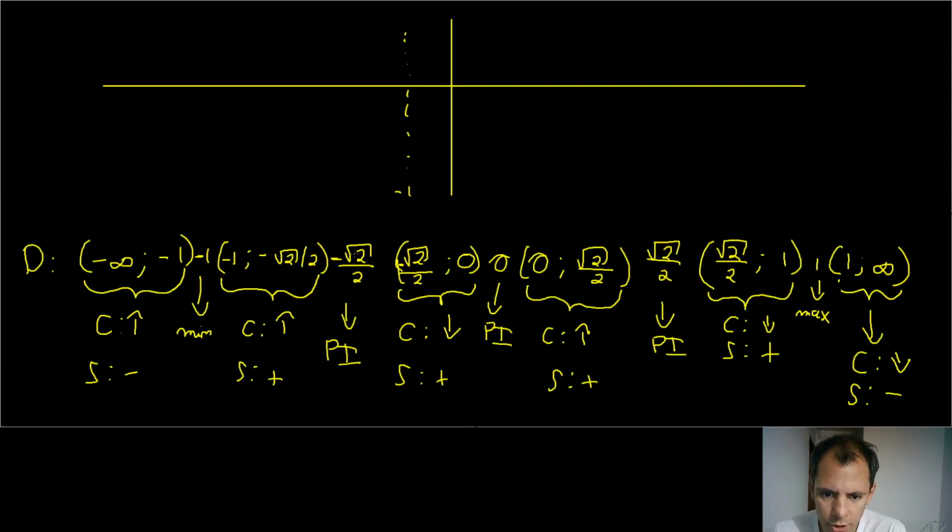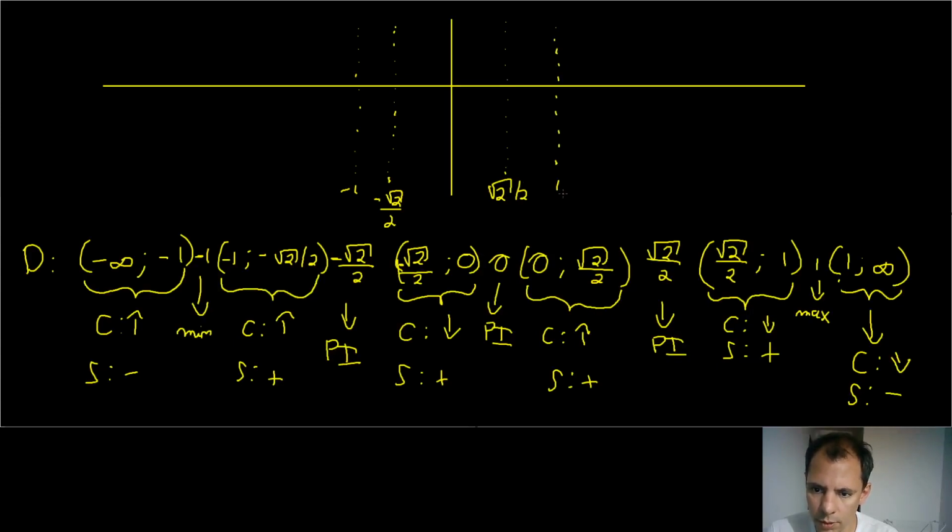And then you have minus square root of 2 divided by 2. Okay, so hold on. I'm going to make this -1 a little bit further, so this is the -1 when x is -1. And here I'm going to put kind of like that, which is minus square root of 2 divided by 2. And then you have 0. And then you have here square root of 2 divided by 2. And then you have 1 here.